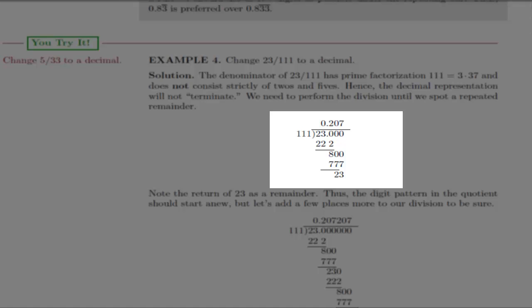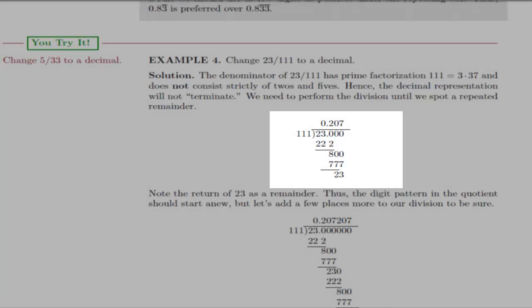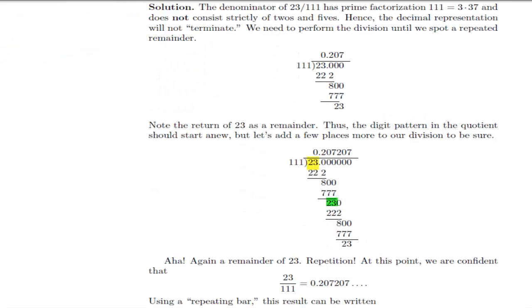111 does not go into 80, so we will place a 0 in the quotient and add another 0. Bring down that 0. 111 goes into 800 7 times. 7 times 111 is 777. 800 minus 777 equals 23. Note the return of 23 as a remainder.